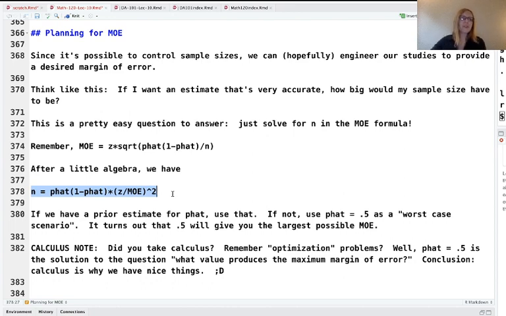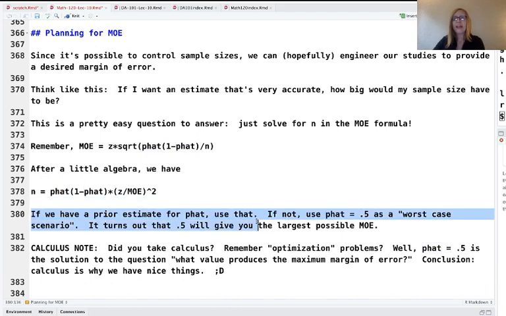There's one little problem with this formula. We want to figure out n, but there's a p hat that shows up in there. In other words, a proportion. If we don't know what the proportion is, what do we put there? Well, there's two options. If you do have some prior estimate, use that. If you think you already know what it is, go ahead and use that estimate.